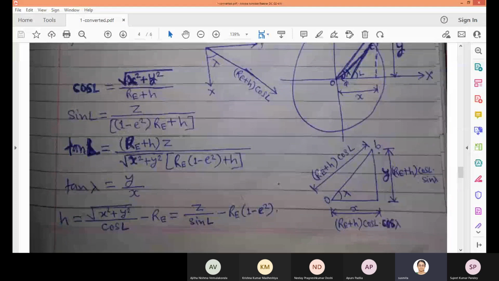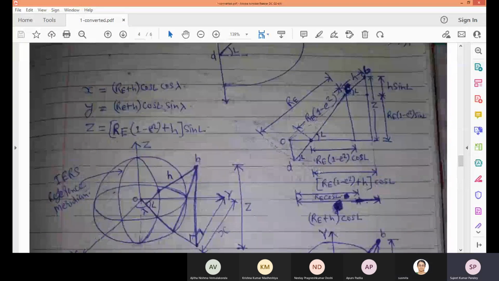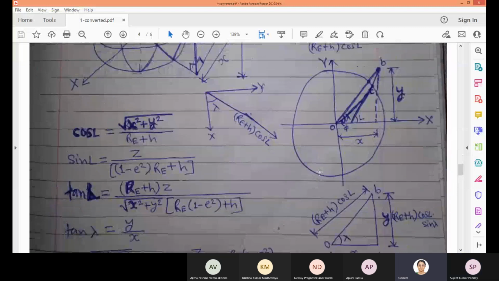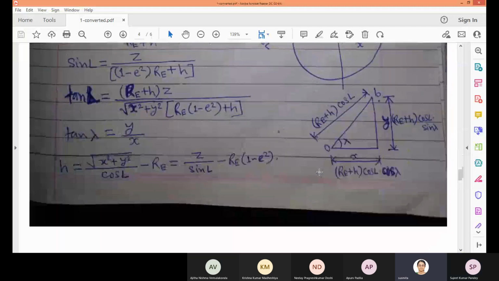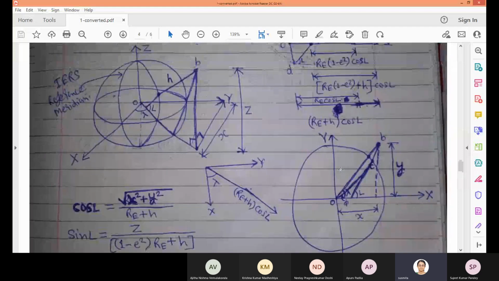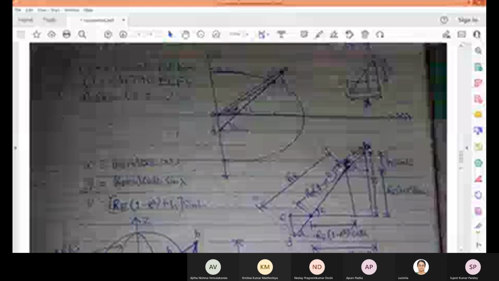Cos L, sin L, tan L. From X and Y we can get this one, and from that, Z. I do not understand. This way I will not try to understand also. Write down properly, then only I will see. And do this one and show me.